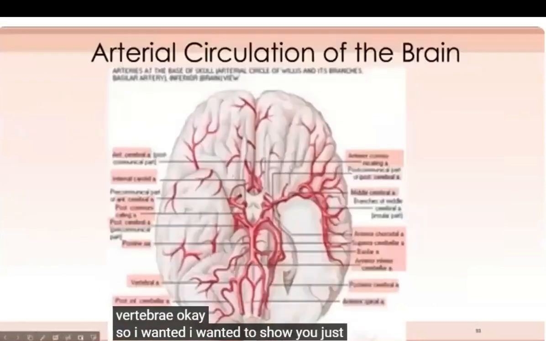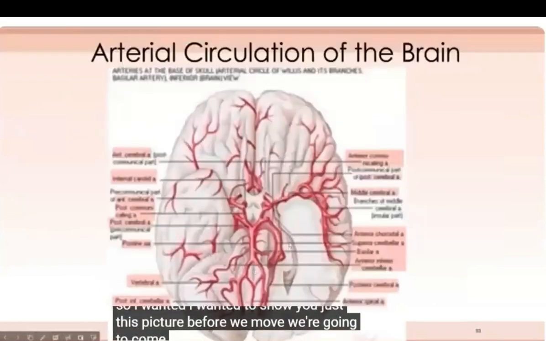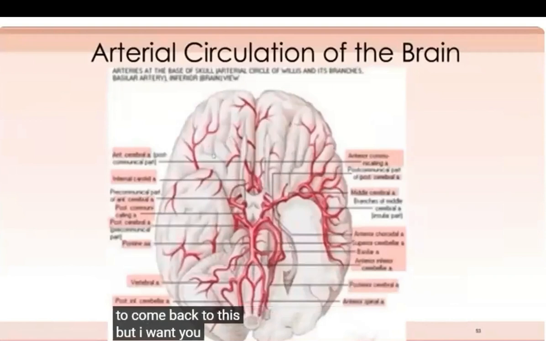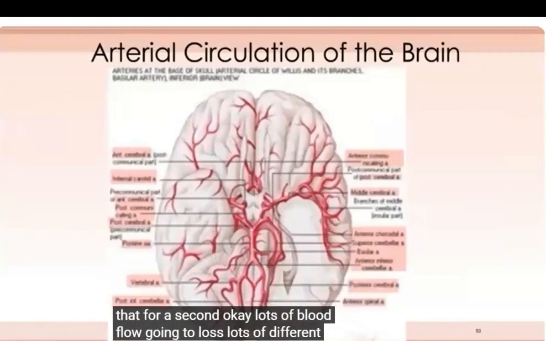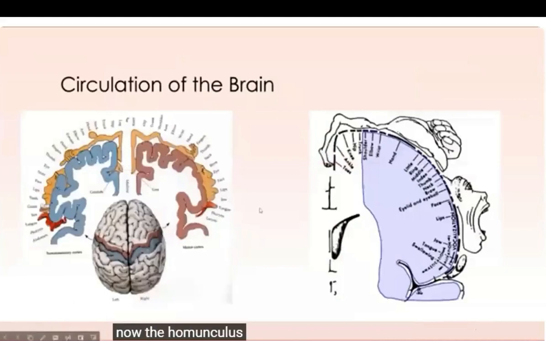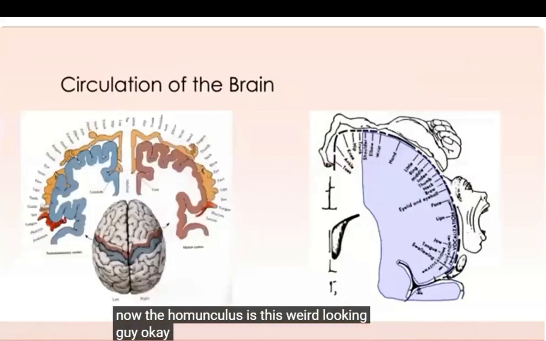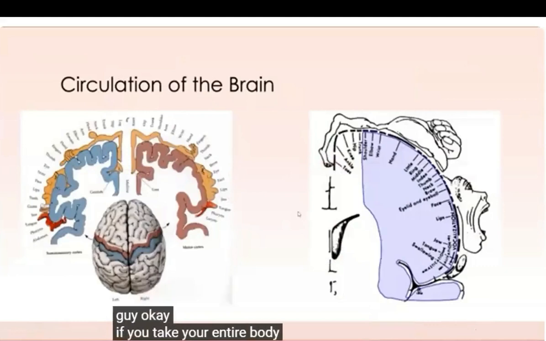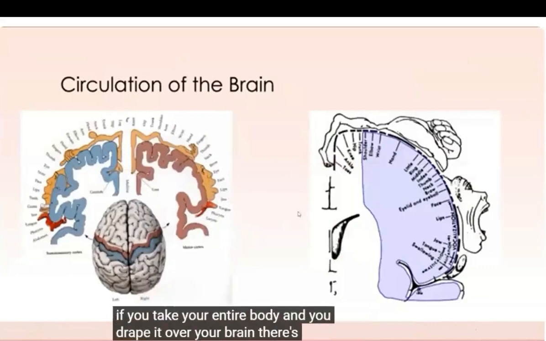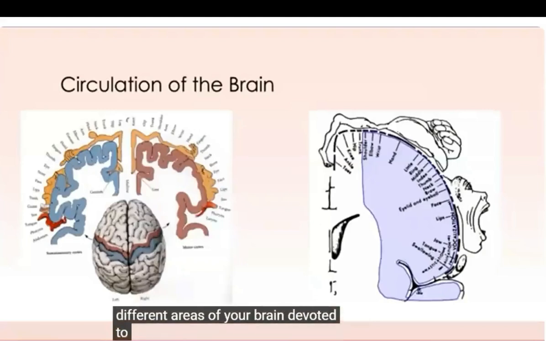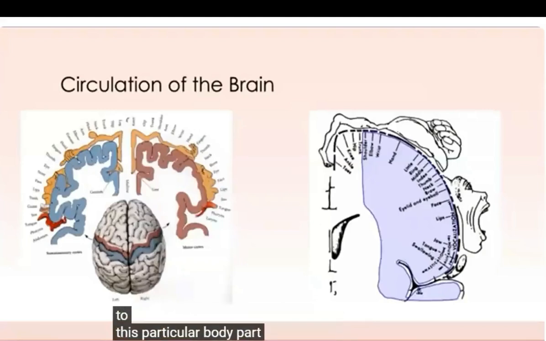So I wanted to show you just this picture before we move. We're going to come back to this, but I want you to just digest that for a second. Lots of blood flow going to lots of different places. Now, the homunculus is this weird looking guy, okay? You take your entire body and you drape it over your brain. There's different areas of your brain devoted to this particular body part.